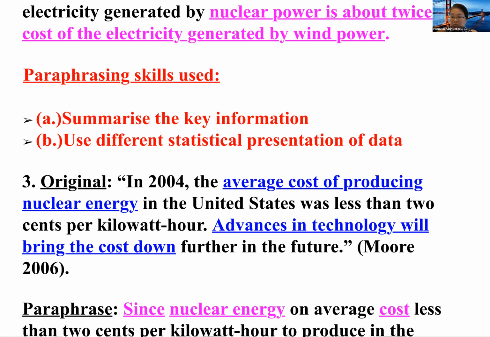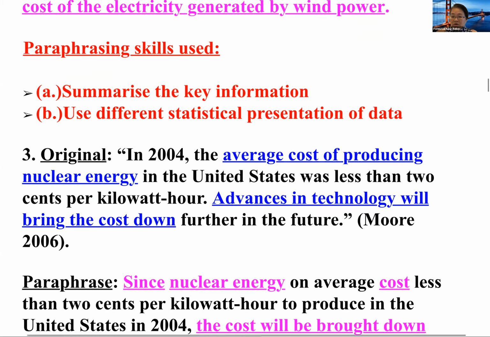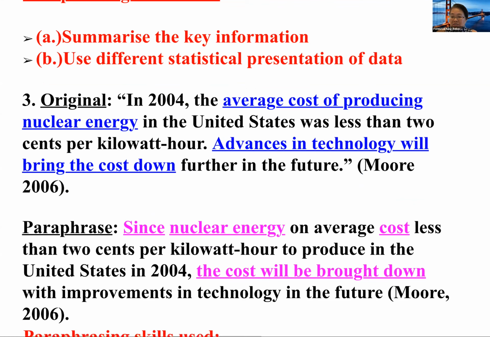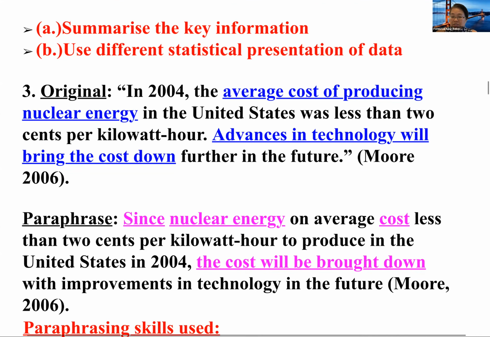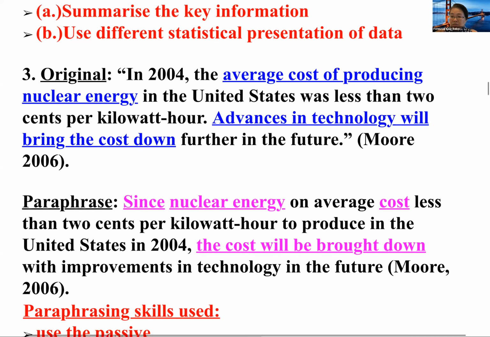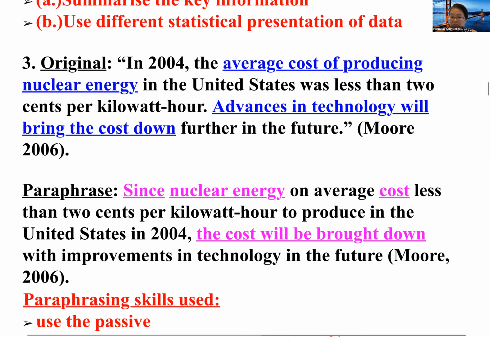So why is something's cheaper, all right? The reason is because the advance of technology, all right? So if you can see the cause and effect pattern here, then you can actually bring two sentences together by using a slightly more complex sentence structure. So if you look at the paraphrase, it says, since nuclear energy on average costs less than 2 cents per kilowatt hour to produce in the United States in 2004, the cost will be brought down with improvements in technology in the future. So basically, the writer tried to link the causal relationship between two sentences, all right?